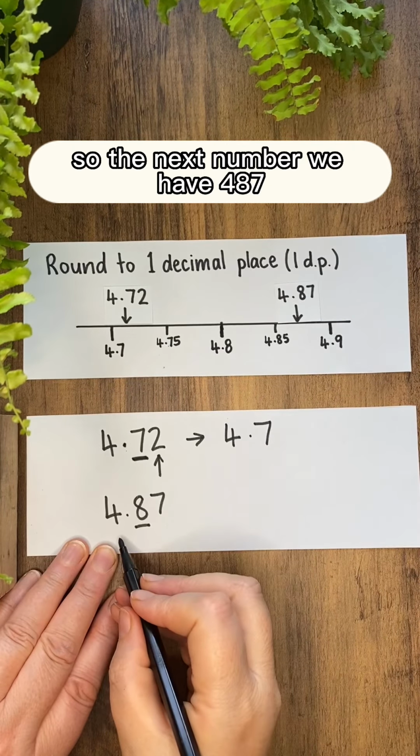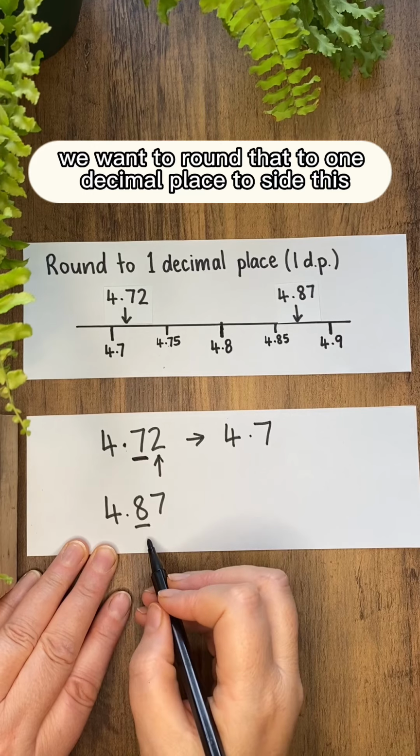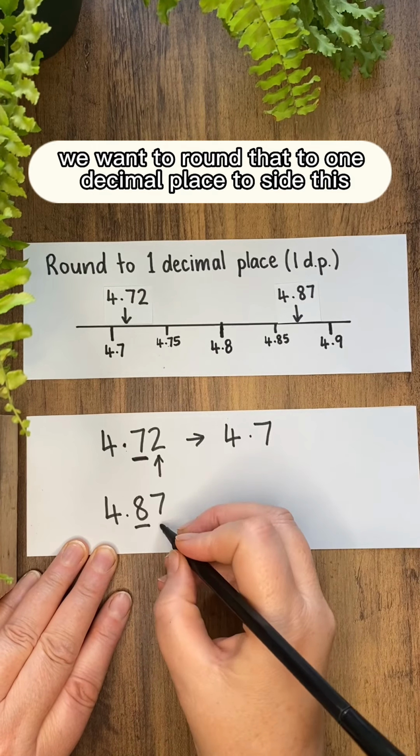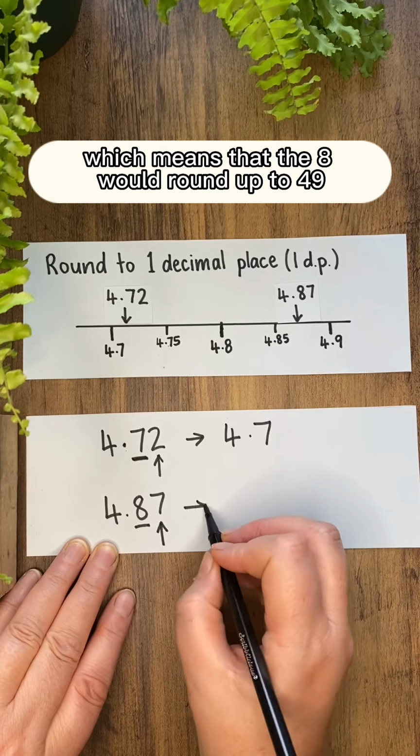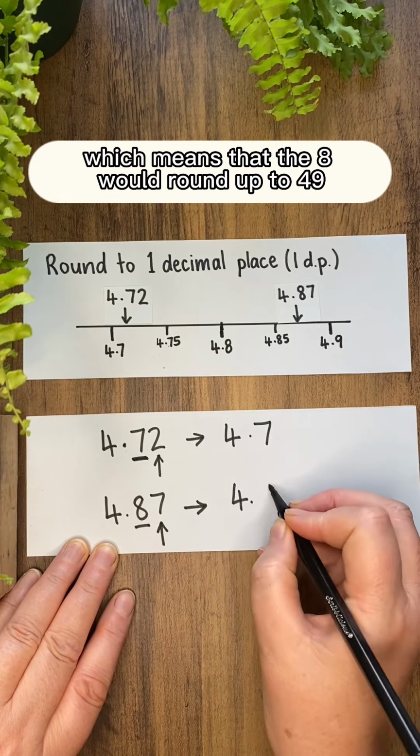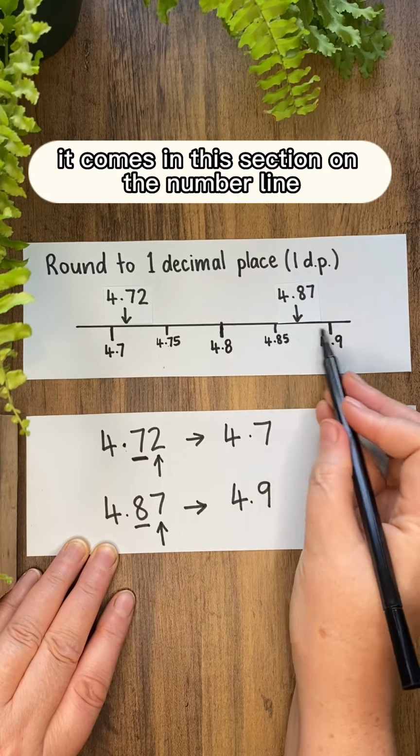So the next number, we have 4.87. We want to round that to 1 decimal place. To decide this, we look at the next number. It's a 7, which means that the 8 would round up to 4.9. It comes in this section on the number line.